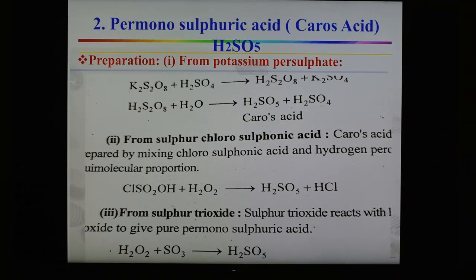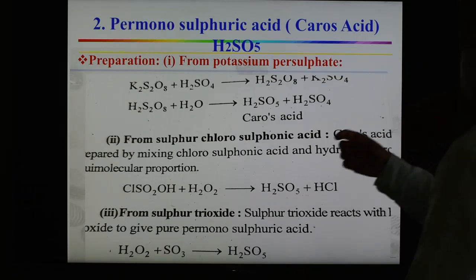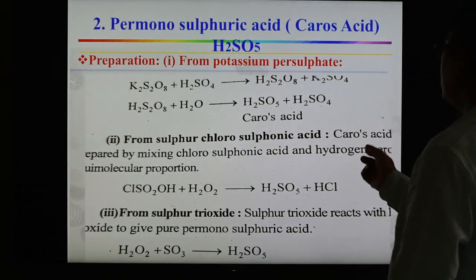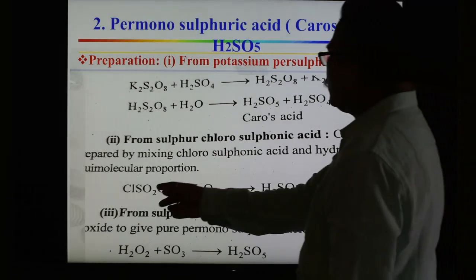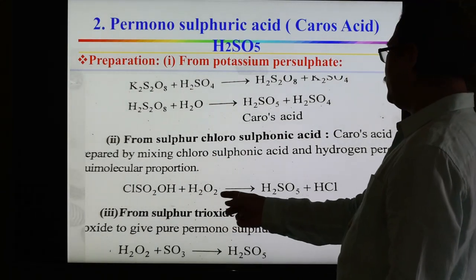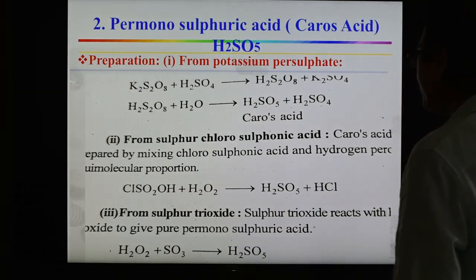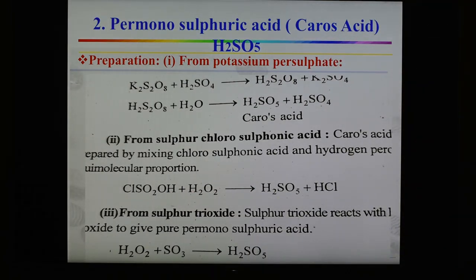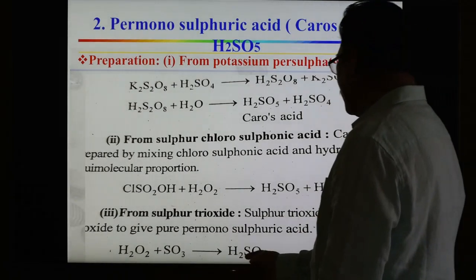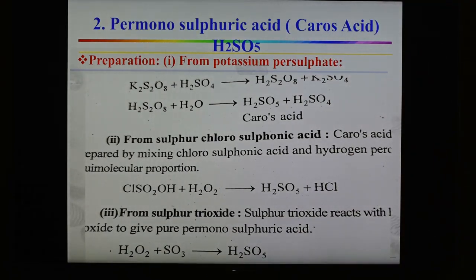The formula is H2SO5. Another method is by using chlorosulfuric acid; Caro's acid can also be prepared this way. Chlorosulfuric acid and hydrogen peroxide react, forming H2SO5 and HCl is released. Another method is from sulfur trioxide, which reacts with hydrogen peroxide to give pure peroxymonosulfuric acid. SO3 and H2O2 react, forming H2SO5. So these are 3 methods of preparation of peroxymonosulfuric acid, also known as Caro's acid.